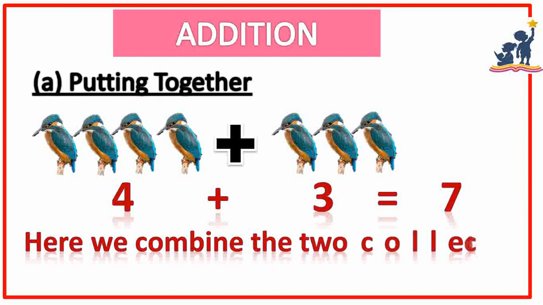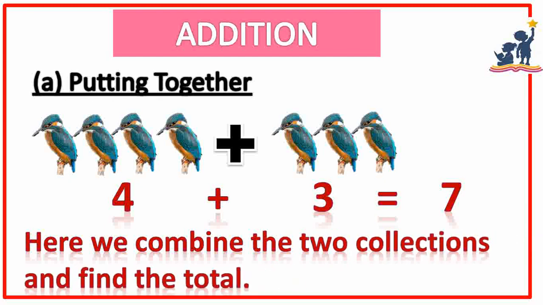Number A, putting together. Here 4 plus 3 is equal to 7. Here we combine the two collections and find the total.